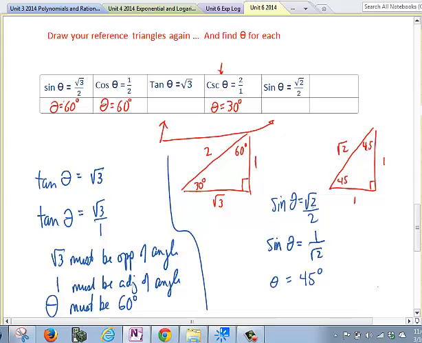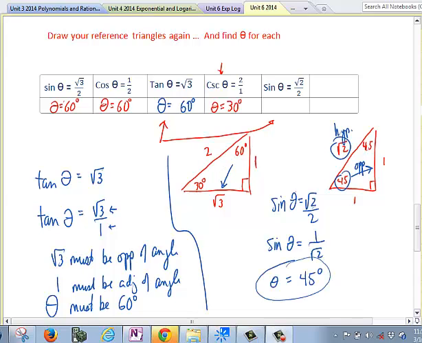Okay, well, we're back, and the answers are theta must be 60 degrees, and if we explain this, the tangent of theta equals root 3, which you put root 3 over 1, and now you know what the opposite and the adjacent must be. So if the opposite side is root 3, then the angle must be 60.